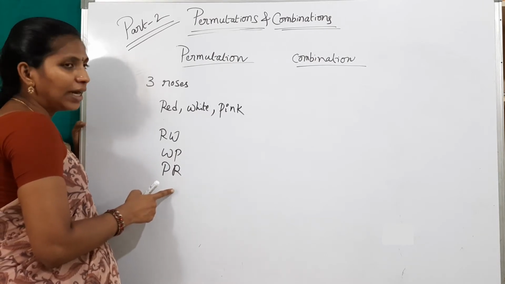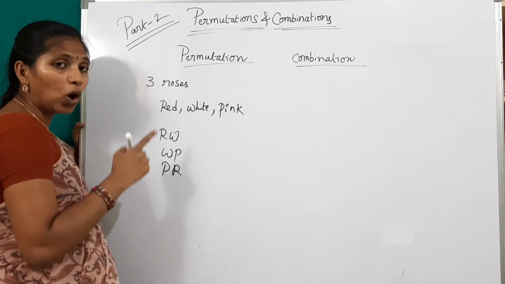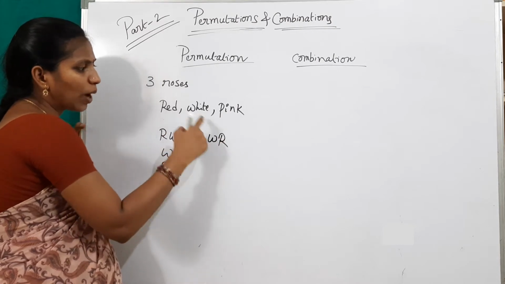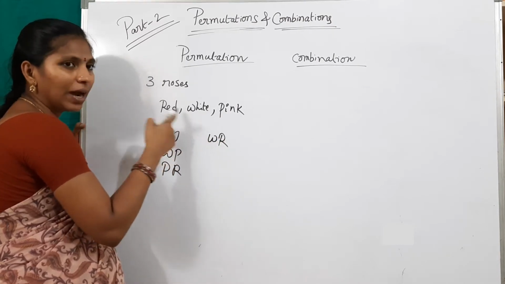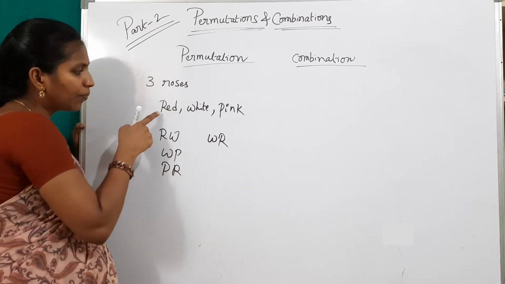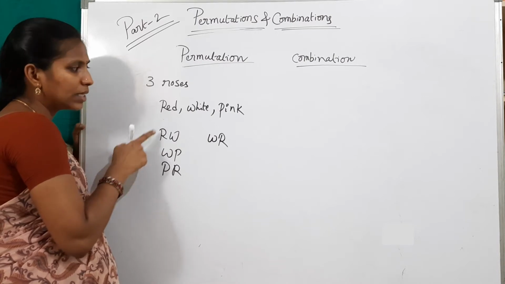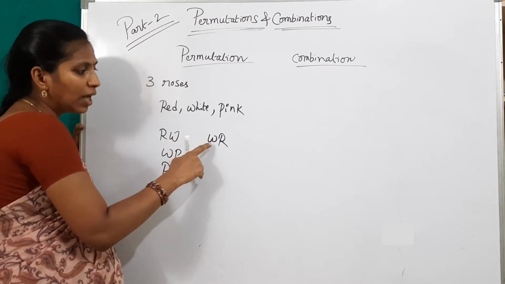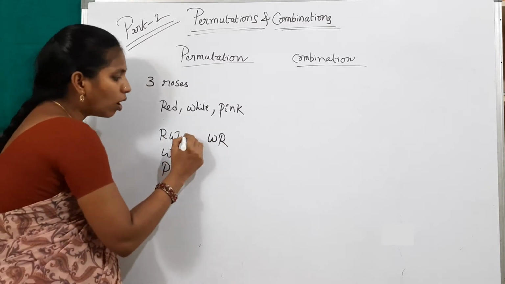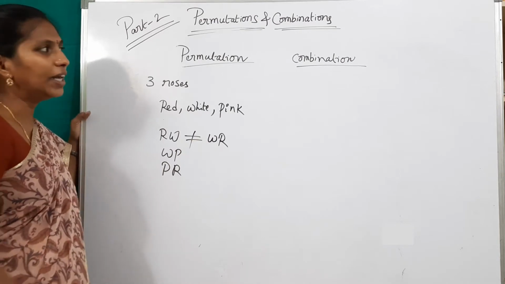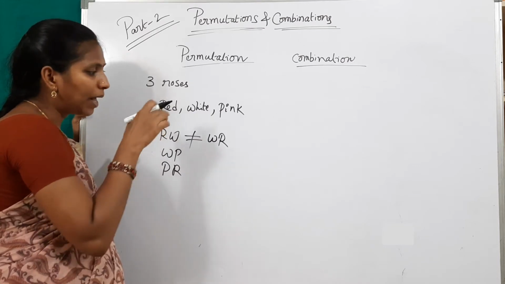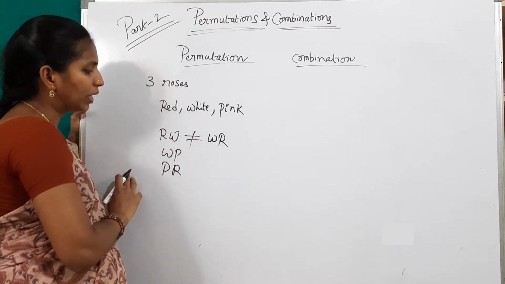Okay. And here in permutations concept, order is very important. Order means, white, pink, white, red. White, red is different from red and white. It means at first I have taken red rose, second white. But in this place, first I have taken white rose, second time red rose. These two are not equal. Different in permutations concept, because order is important, place is important, position is important.